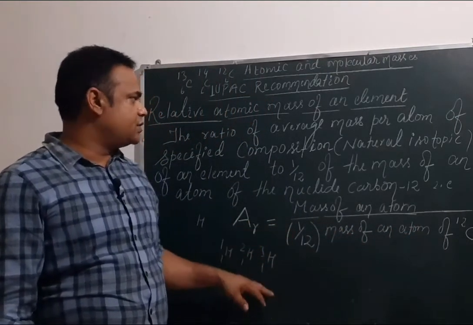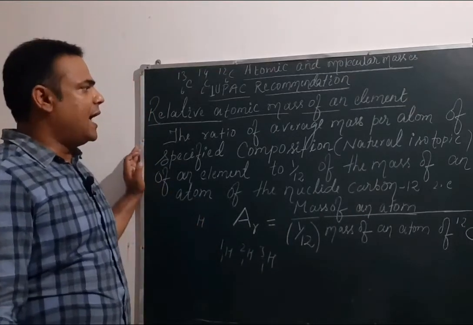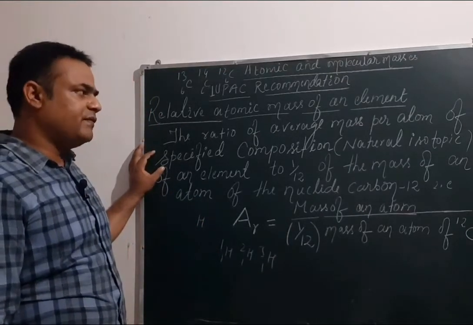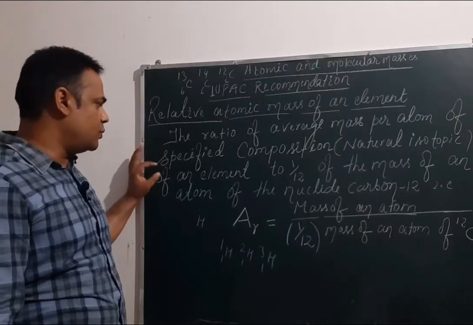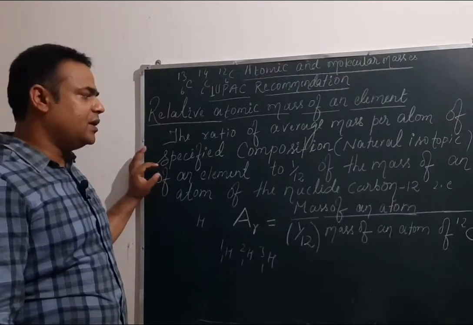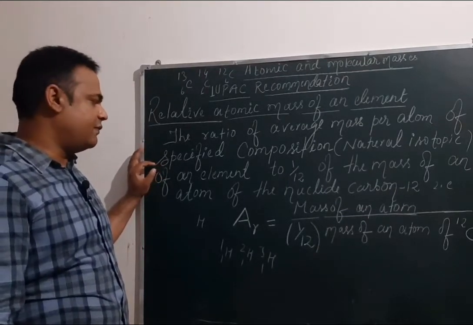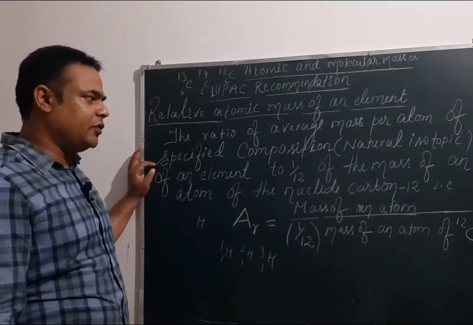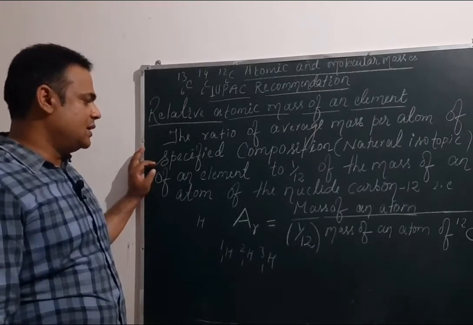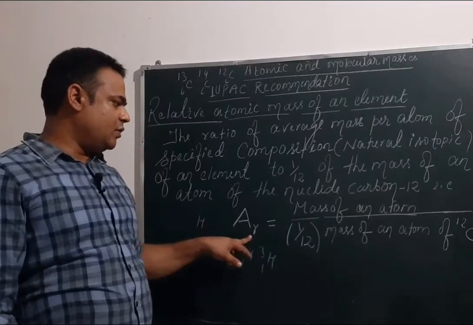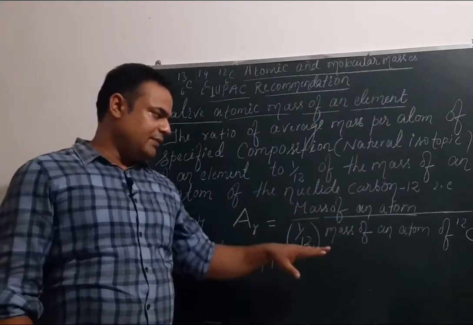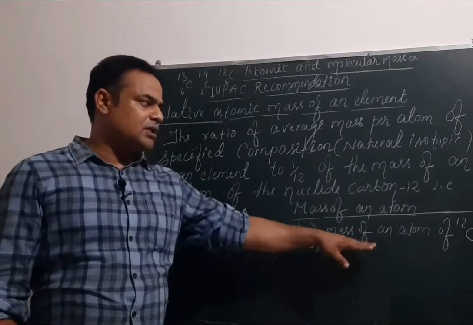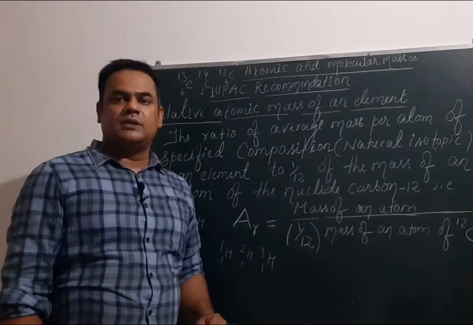So you may note down the definition from here. The ratio of average mass per atom of a specified composition, that is natural isotopic composition of an element, to 1/12th of the mass of an atom of nuclide carbon-12, is given as A_R equals mass of an atom divided by 1/12th mass of an atom of 12C.